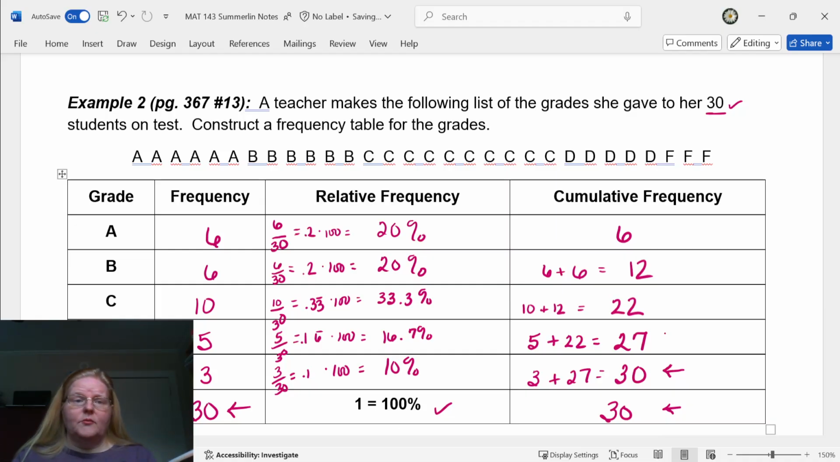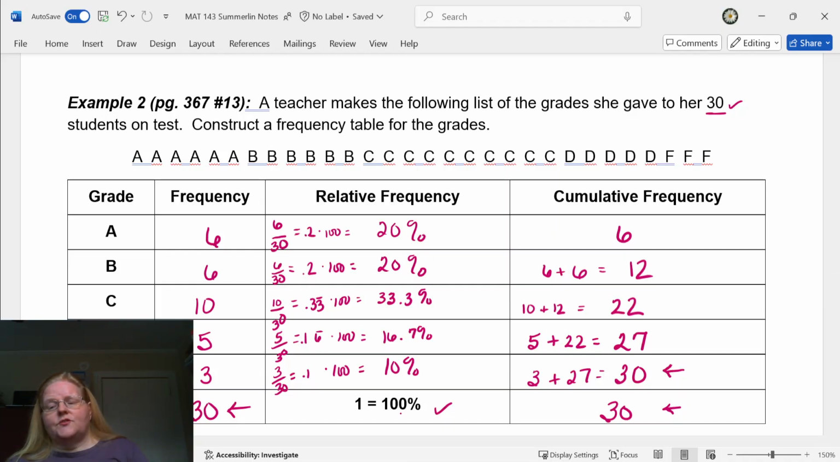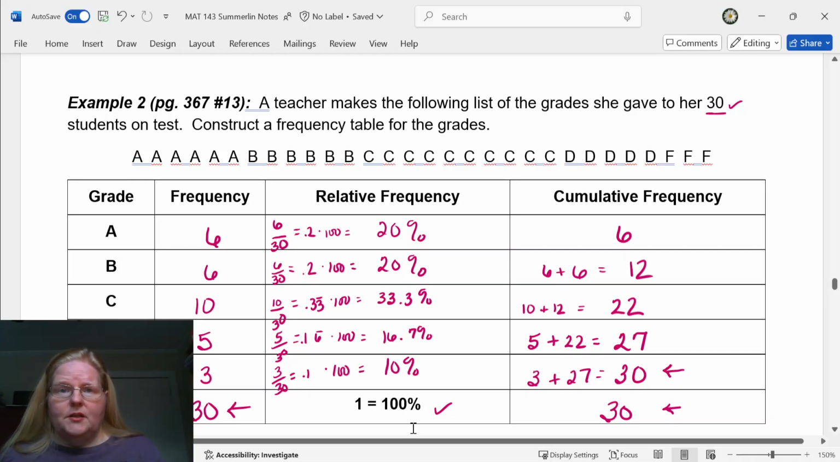No matter what that number happens to be, it's going to be the same number in all three places, just like that one's always going to be 100. So please make sure you follow those specific rules for my MyMathLab. That'll save you a lot of trouble.